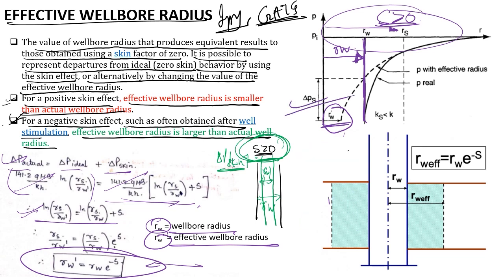We'll discuss the case where I am having a skin less than 0. You can see that this is my actual wellbore radius. Now, because of negative skin or because of well stimulation, my well will act as if it is having a higher radius. That means my effective wellbore radius will be high. So this is the case for skin less than 0.